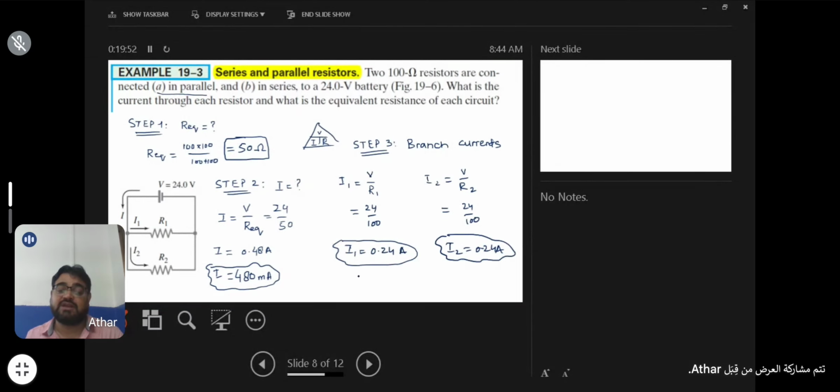So you can say if R1 is equal to R2, then I1 will be equal to I2, but the total current I will be I1 plus I2. This is something you have to remember. I'm just talking about parallel here; for series, I'm now going to the next page.